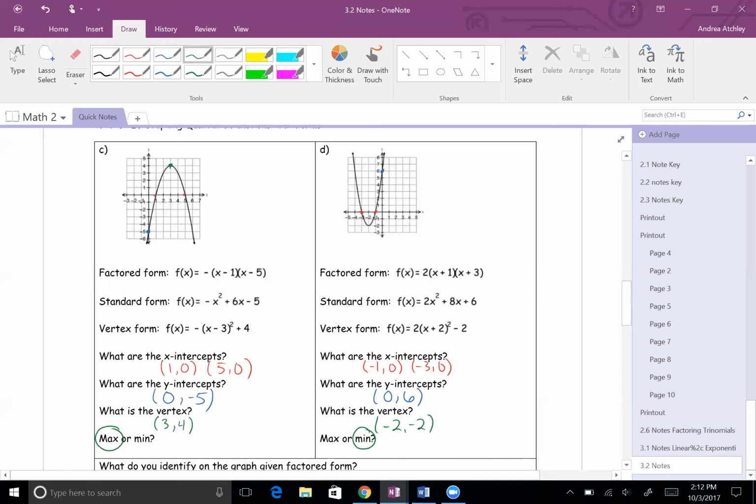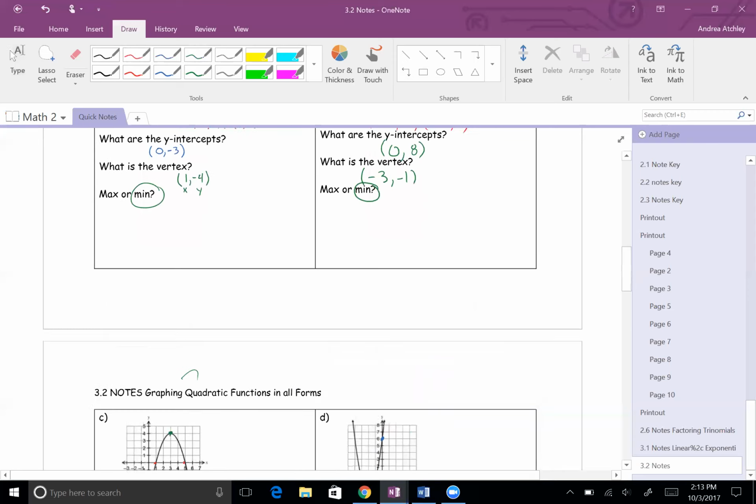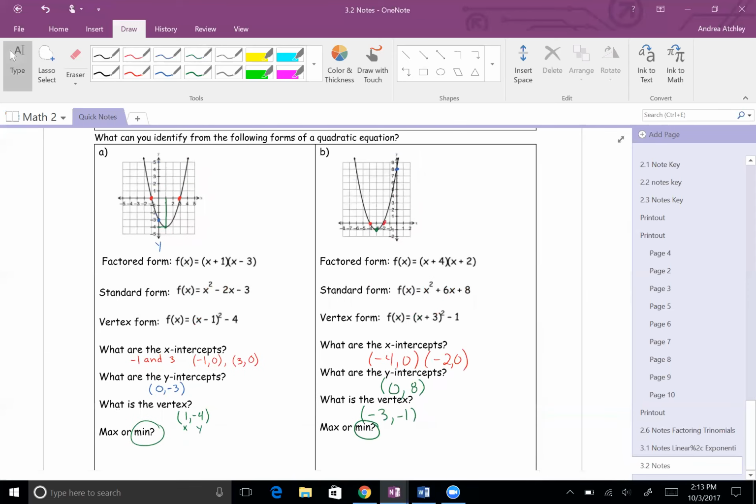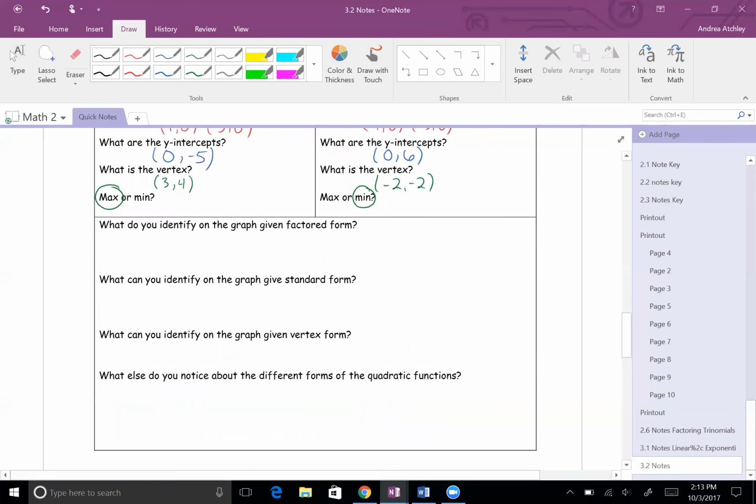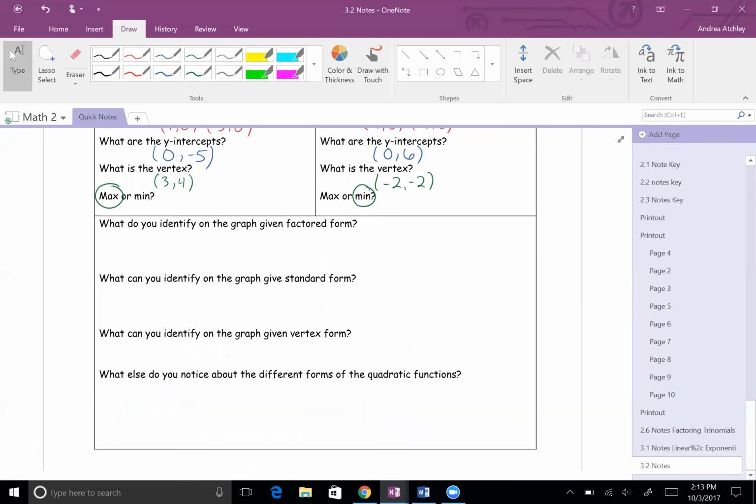Any questions over that? Okay, now we want to see how our 3 forms of the equation relate to my key features: my x-intercepts, my y-intercepts, and my vertex. If you look at those 3 equations that I've given you for each one of these, what can I see based on the factored form, the standard form, and the vertex? Everyone write something down for those 3 questions right here. What do you identify in the graph given a factored form? What key features can you identify? Everybody write something down.